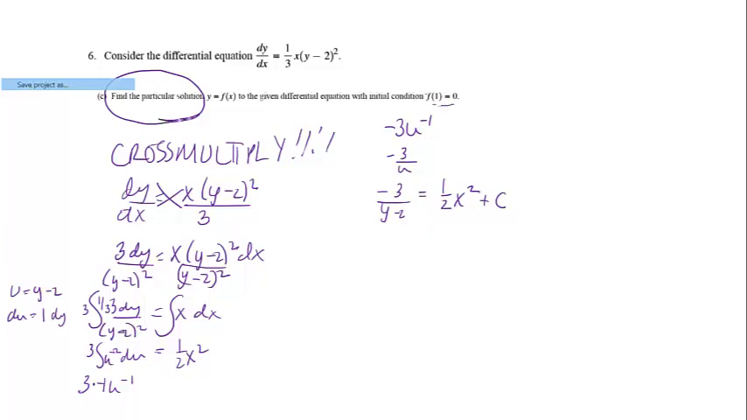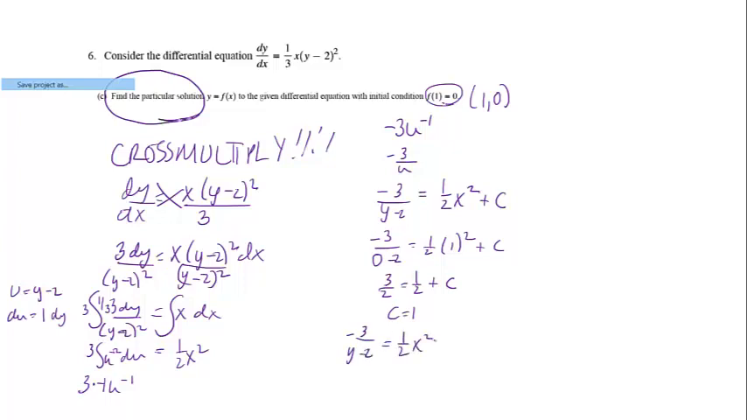All right, from here, before I try to solve for y, I am going to go ahead and use my initial condition to find my c. So remember that this just means (1, 0), so x is 1, y is 0. So now I'm going to have negative 3 over (0 minus 2) equals 1/2 times 1 squared plus c. So this is going to give me 3/2 is equal to 1/2 plus c. If I subtract 1/2 from both sides, I will get c is equal to 1. So my formula is now negative 3 over y minus 2 is equal to 1/2 x squared plus 1.